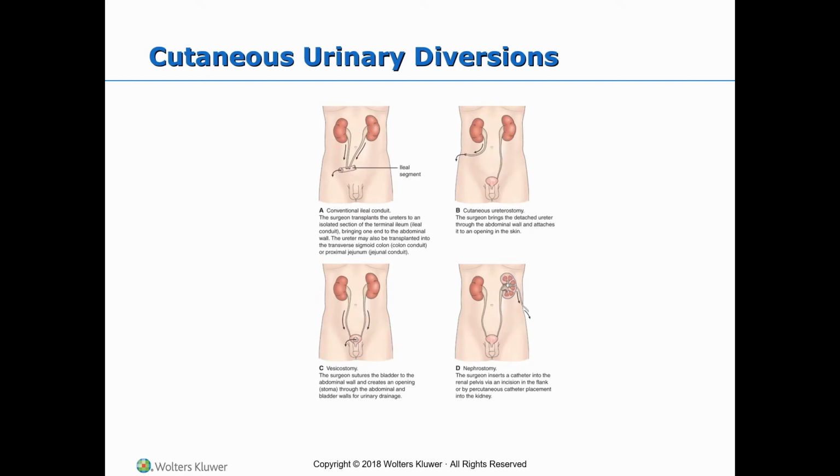Ileal conduit reroutes the urine by connecting ureters to a tubular pouch created from a segment of ileum and brought to the skin surface to form a stoma. Urine drains continuously via the pouch. Vesicostomy is where the bladder is sutured to the abdominal wall for urinary drainage. In ureterostomy, the detached ureter is brought through the abdominal wall and attached to an opening in the skin. Nephrostomy is where urine drains through a catheter placed directly into the kidney.